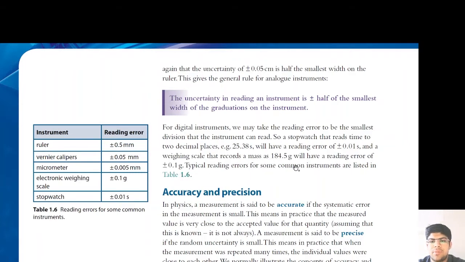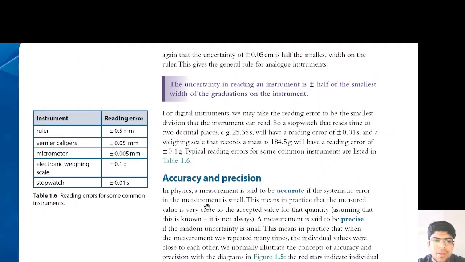Typical reading errors for some common instruments are listed in the table right here. The ruler has a reading error of plus minus 0.5 mm. I think we don't need to remember this. If you want, you can learn it. The vernier caliper is plus minus 0.05 mm. The micrometer is plus minus 0.005 millimeters. The electronic weighing scale is 0.1 gram, and the stopwatch is plus minus 0.01 seconds. So these were the reading errors for the common instruments.